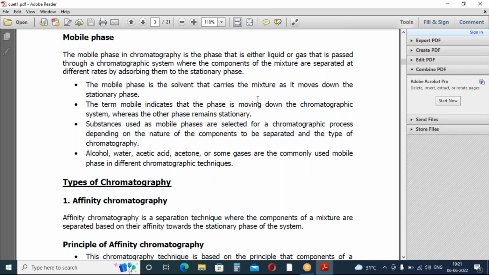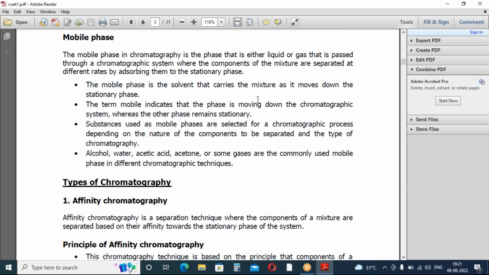Sometimes they ask in the form of examples. One example is given, and you must say which chromatographic procedure is used for this separation. That is mainly how it is asked in the exam pattern. Let us discuss the types of chromatographic techniques. The first one is affinity chromatography.